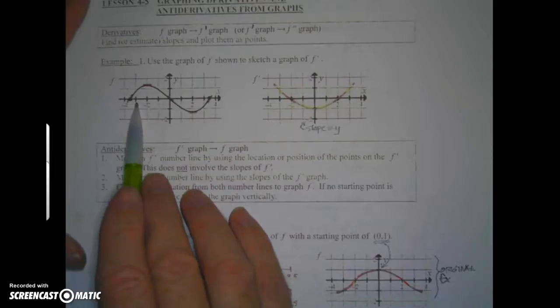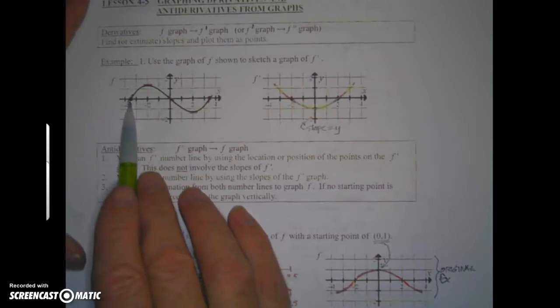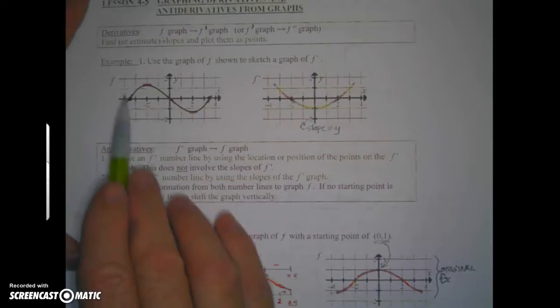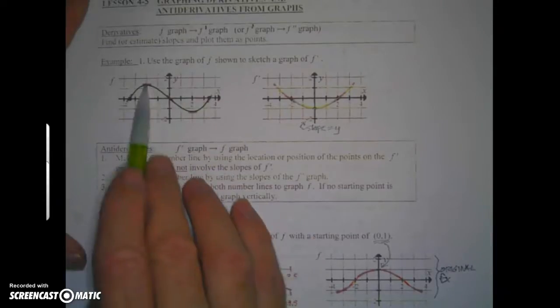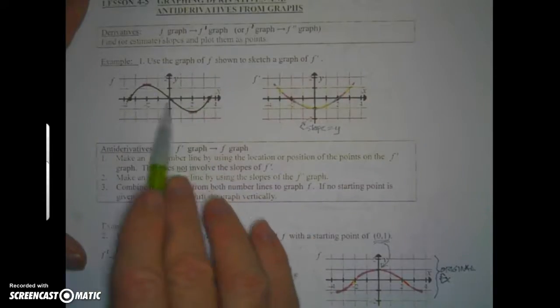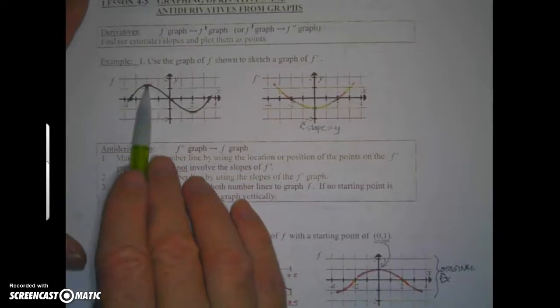The first thing I'll want to do is identify key spots on the original function. So I identify the endpoints. I identify where I have a max or a min, and then I show where a point of concavity has changed. Let's start first of all with the maxes and the mins.